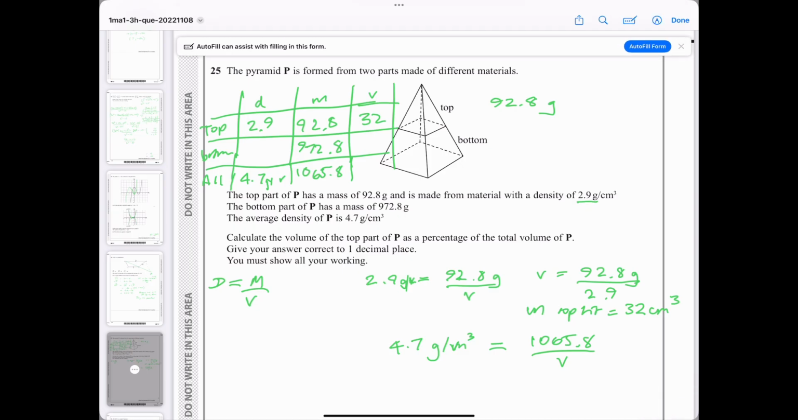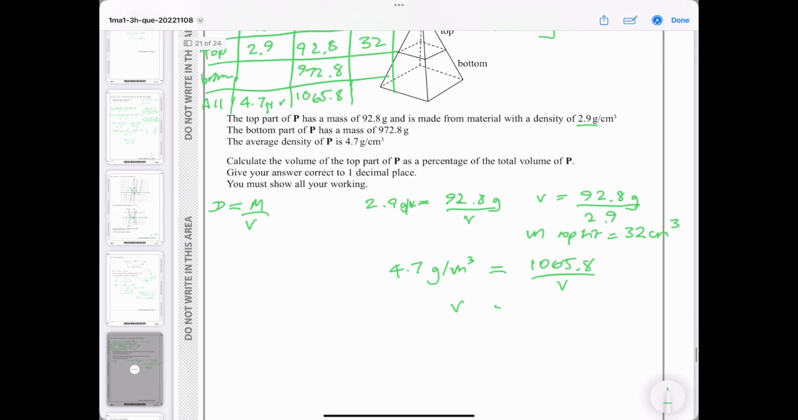So now we just swap them out as we did before. So the volume of the whole thing is 1065.8, and that is over 4.7. So divided by 4.7 equals, oh, it's much less nice, it's a much grimmer number, 6.7234. Right. Calculate the volume of the top part of P as a percentage of the total volume.